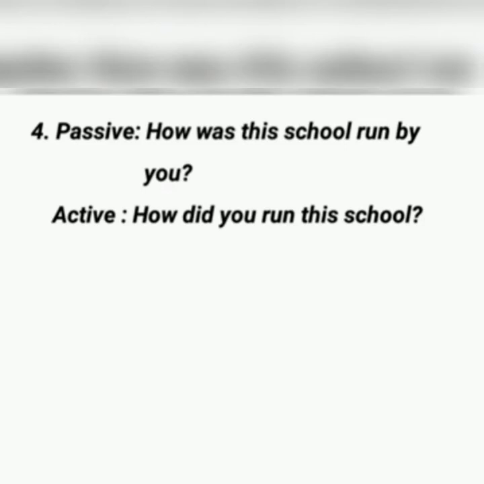Example 4, passive: How was this school run by you? This is also in the question form. It begins with the interrogative word how. We'll take down how in the active voice. How followed by did. Take down the object you as a subject now. Run this school. How did you run this school?